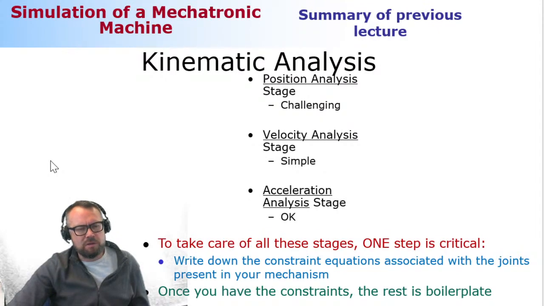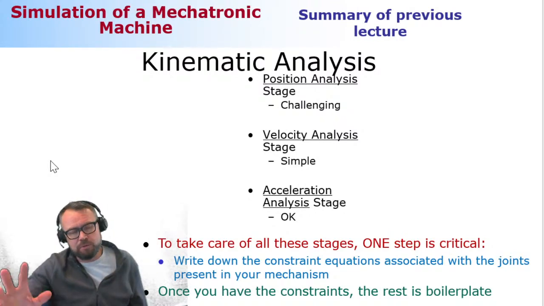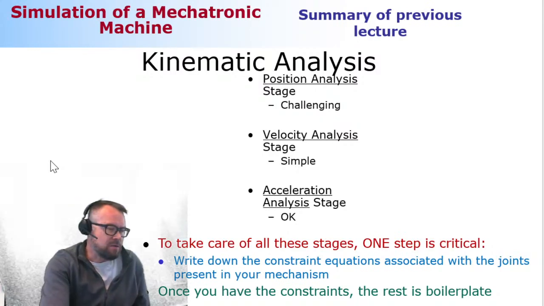The second one is simple. That's a matter of simple substitution, and that's the velocity level analysis. It's super simple, not complicated at all. And then the final one is acceleration level analysis. That too is a matter of substitution, but this time the equation that you need to use when you do this substitution is no longer that simple. So that's a little bit of a challenge. Doable? Sure, doable, but not as pleasant as velocity level analysis. But on the other hand, not so difficult as position level analysis. So that's how it goes.